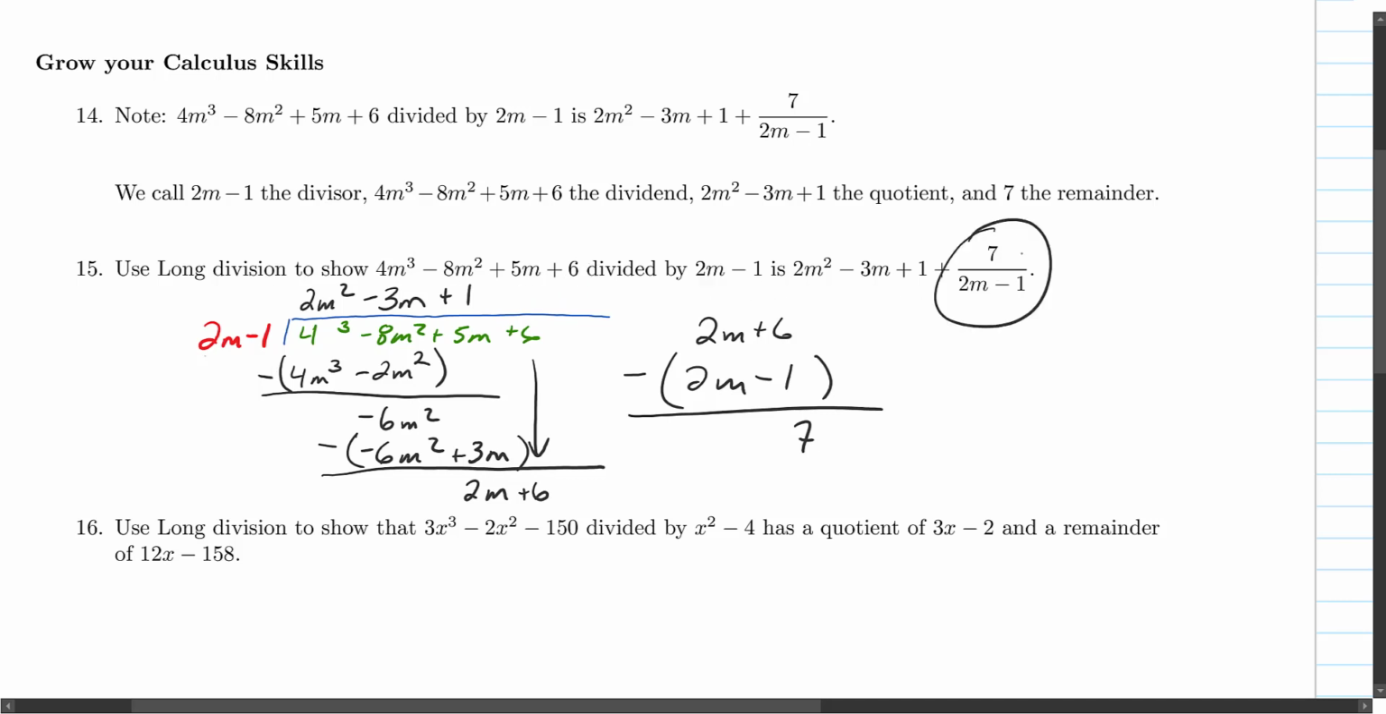And the way we write that is we write the remainder over the initial divisor. Okay. So I'll let you guys work on this, but that's how we do long division.